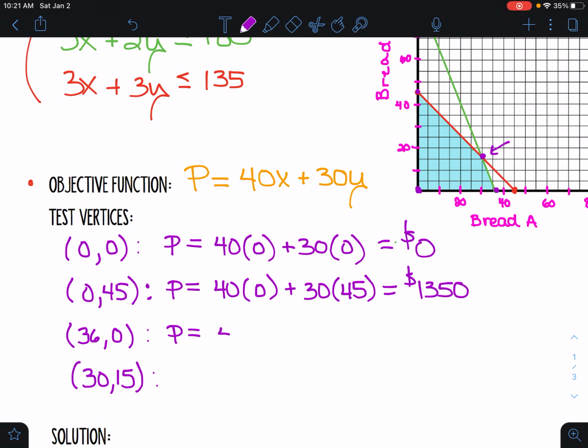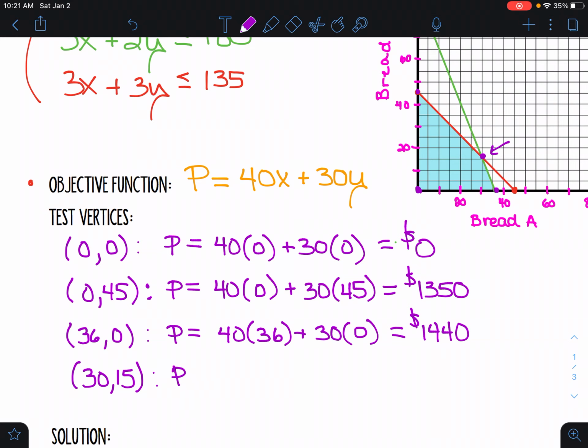Okay, if we sell 36 of bread A, this would give us 1,800, I think, if I remember. Oh no, 1,440. Okay, so that's a little better, but a little bit more than the other one.